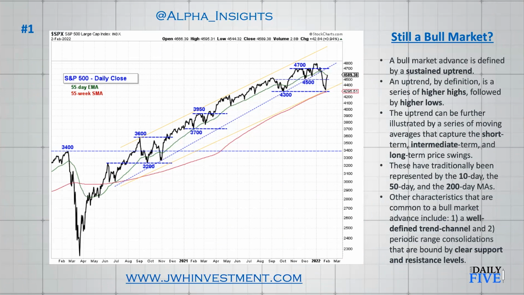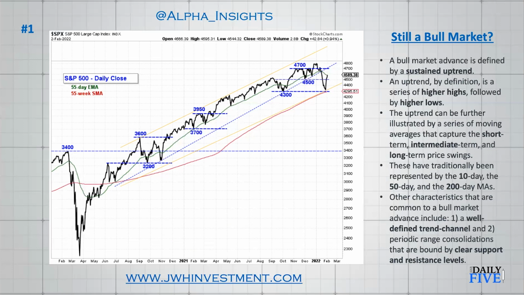The bull market advance is really defined by a sustained uptrend. And the question is, do we still have a sustained uptrend? Well, we broke the shorter term trend. There's no question about that. And we broke initial support at about 4,500. But so far, we've held the longer term trend, which we're using the 55-week moving average to define, and the 4,300 level on the S&P 500. As long as we can hold above that sustainably on a closing basis, then I think the trend remains intact.